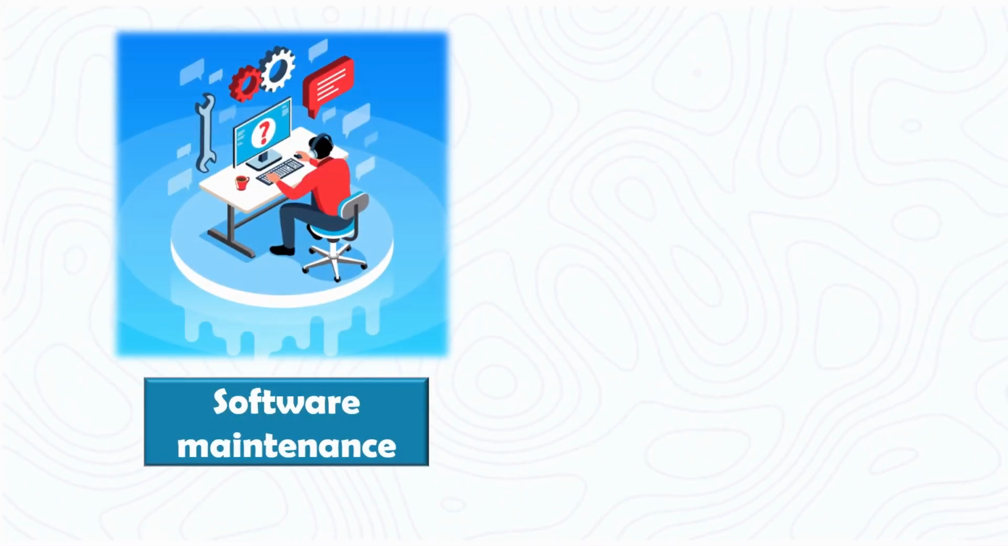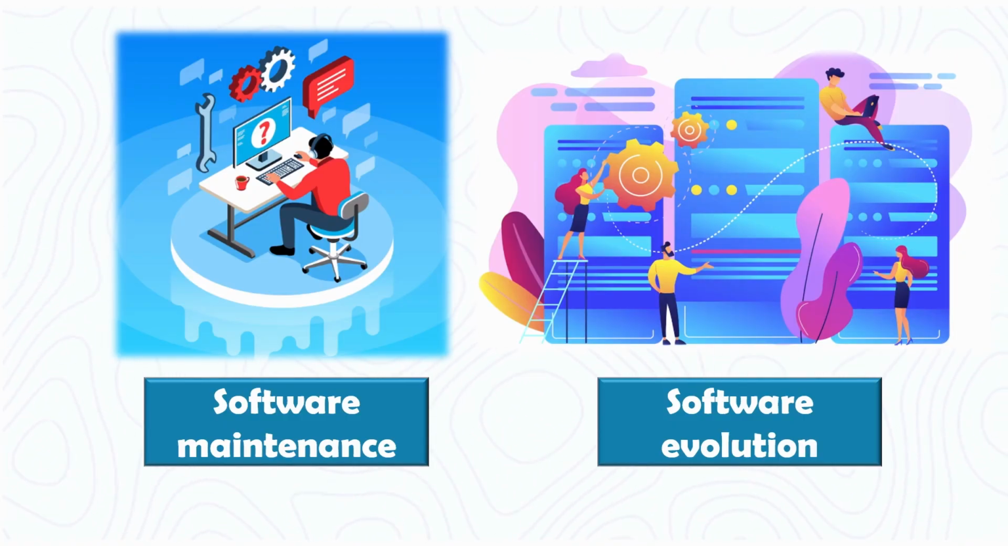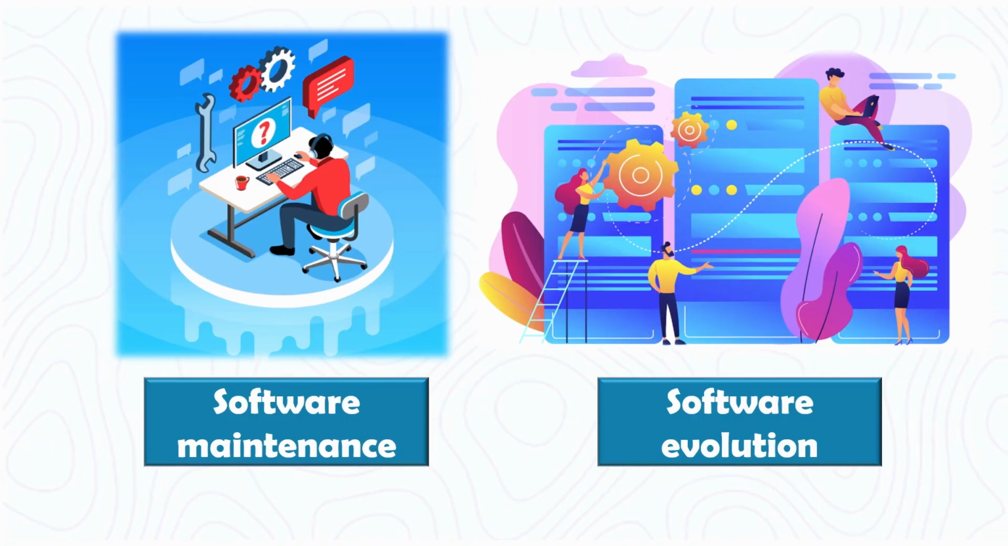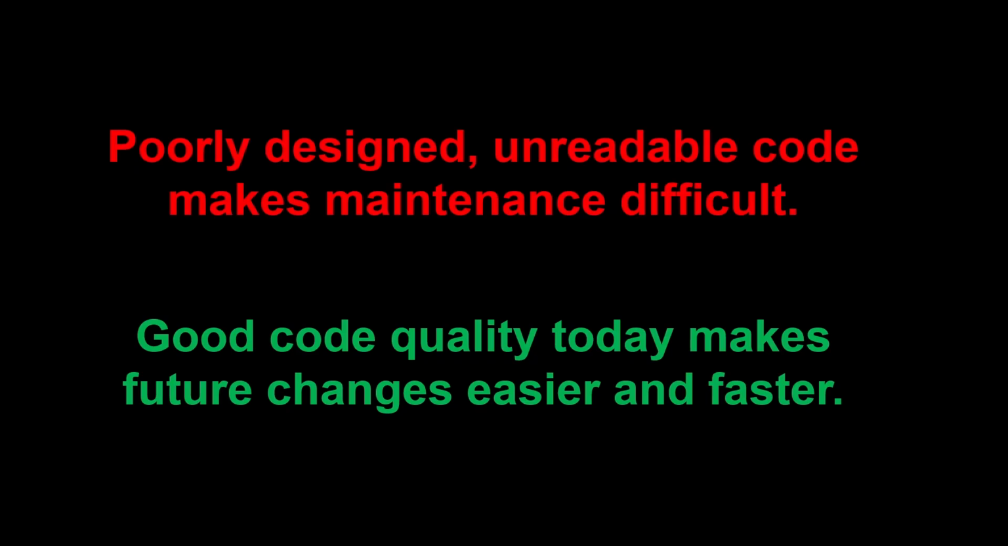This brings us to two very important concepts in software engineering: software maintenance and software evolution. These concepts explain how software survives, adapts, and improves even after deployment. Static code analysis and refactoring are not isolated activities. In fact, they play a crucial role in long-term software maintenance and evolution. A poorly designed system becomes difficult to maintain. Similarly, unreadable code slows down future development. Good code quality makes future changes easier and faster.